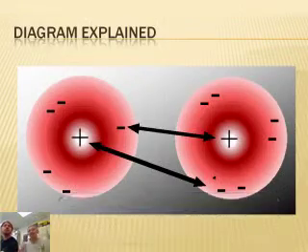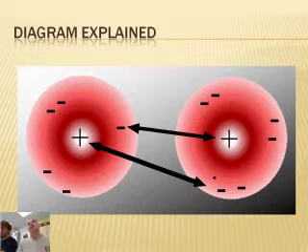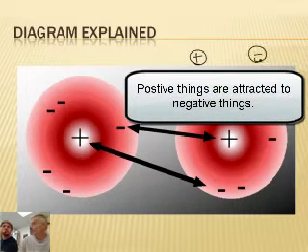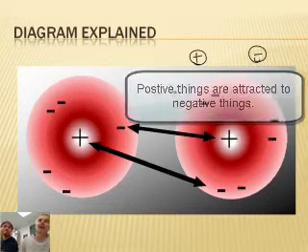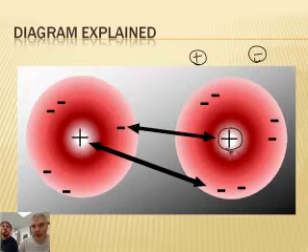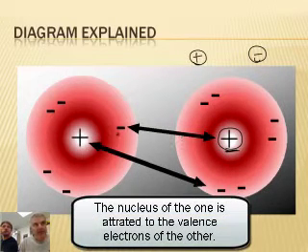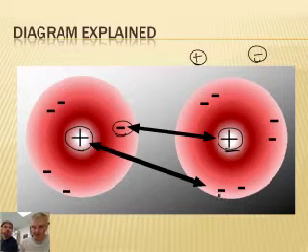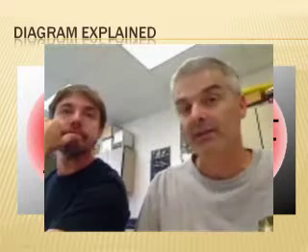Okay, so let's talk about what causes them to be attracted to each other. Guess what? It's the same thing we learned about in the last two bondings. Positive things are attracted to negative things. Now, it's not the positive ion; it's actually the nucleus of the one that is attracted to the valence electrons of the other, and the nucleus of the other is attracted to the valence electrons of the one. So it's still positive things attracted to negative. That's what causes the world to get stuck together.